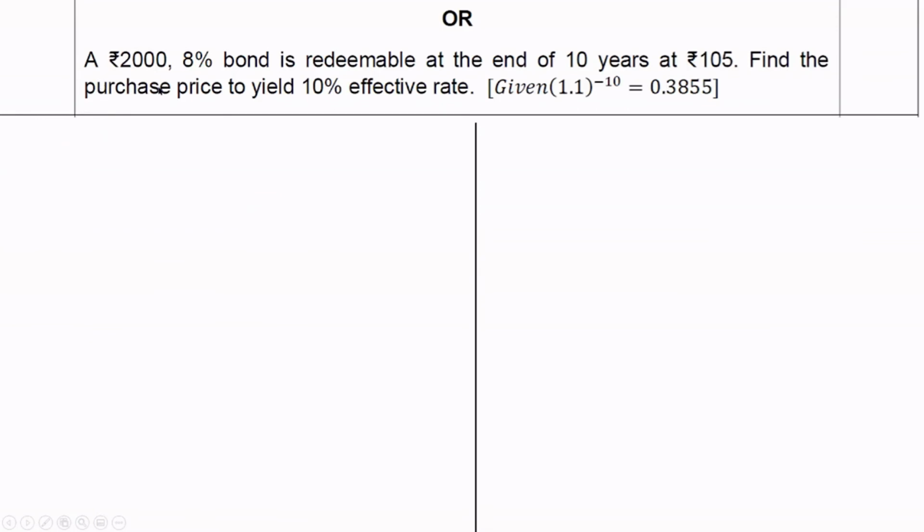It says a rupees 2,000 8% bond is redeemable at the end of 10 years at rupees 105. Find the purchase price to yield 10% effective rate. So here the face value of the bond is rupees 2,000 and the nominal rate is 8%. It is redeemable at the end of 10 years at rupees 105. So it is not redeemed at par, the redemption price will be different. We need to find the purchase price to yield 10% effective rate. So the yield is given as 10%.